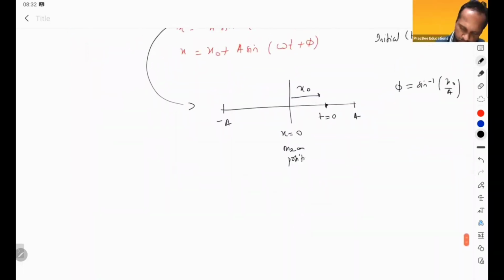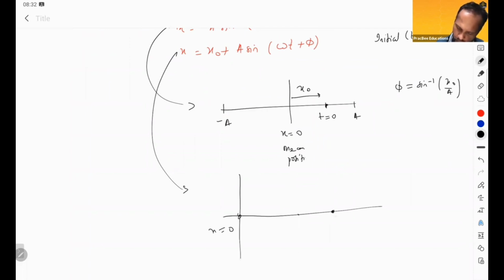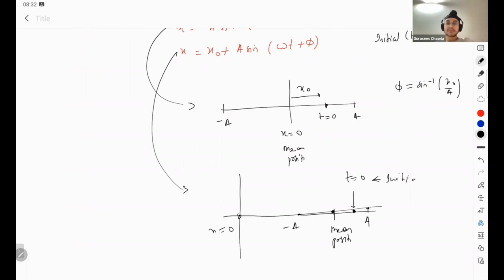And this is x equals to 0. And this is minus a, and this is plus a. This is the mean position. This is somewhere here. This is t equals to 0. That is initial position. All are at different points. Got it, Gurashish? Yes. So this is the difference between all the situations. Right.